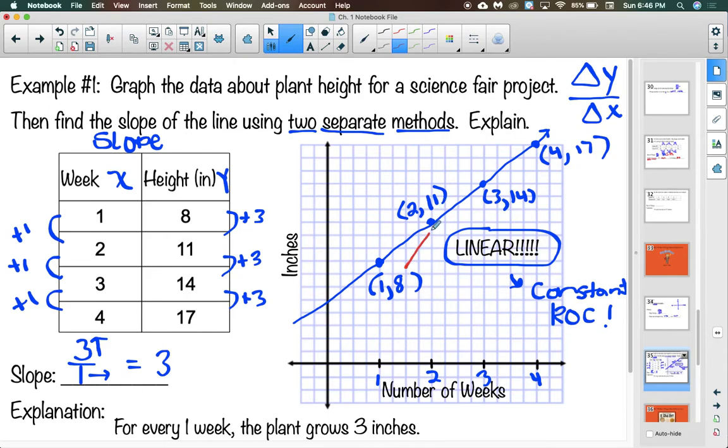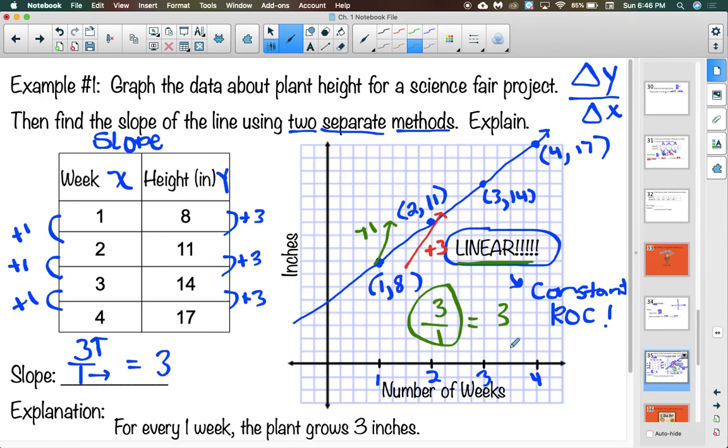Take a look at my delta y's here. 8 to 11, that's a change of plus 3. Take a look at my delta x here. That's a change of 1 to 2, so that's a plus 1. So my slope is delta y over delta x, 3 over 1. Same thing we found in the table, but we can do it on the graph as well. And remember, since we see the graph, since it's linear, which is super important, right? Super, super important, we only have to find the rate of change between those 2 points. And my slope is 3 for every 1 week the plant grows 3 inches.